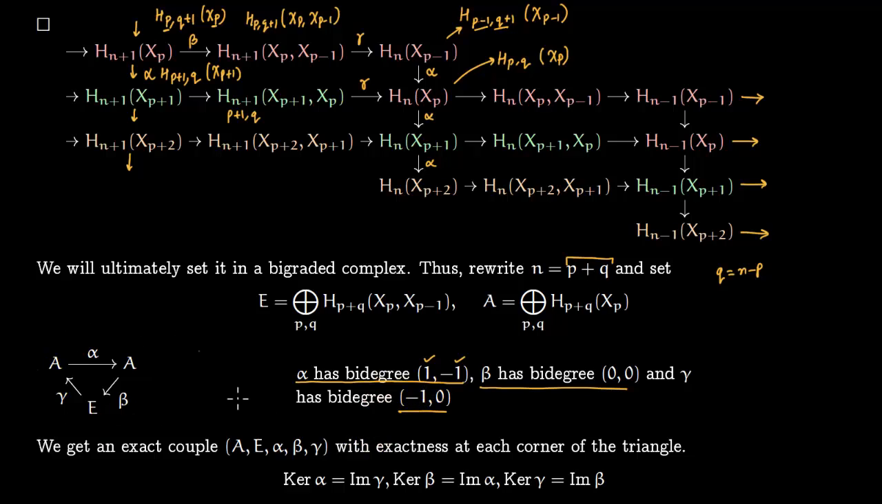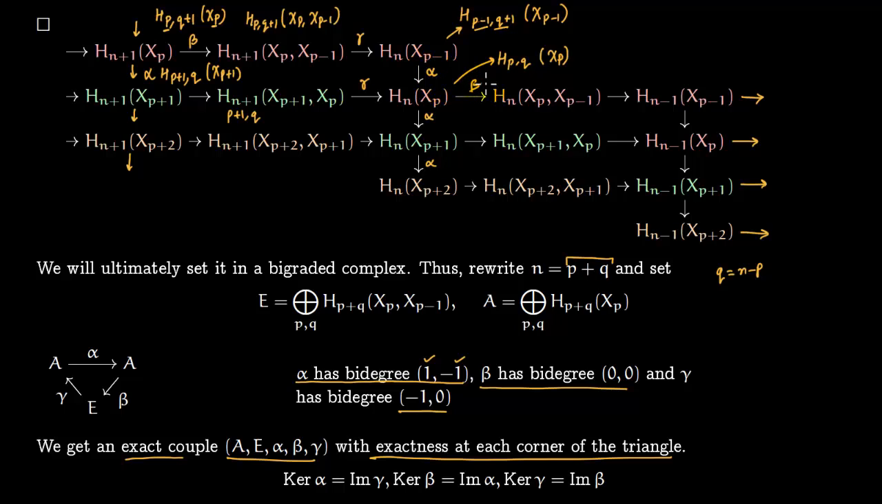Now we say that this couple is exact. This couple is exact because the long exact sequences are exact. So this is built out of long exact sequences. So these are exact. Now let us just go through this diagram and see why this is so.